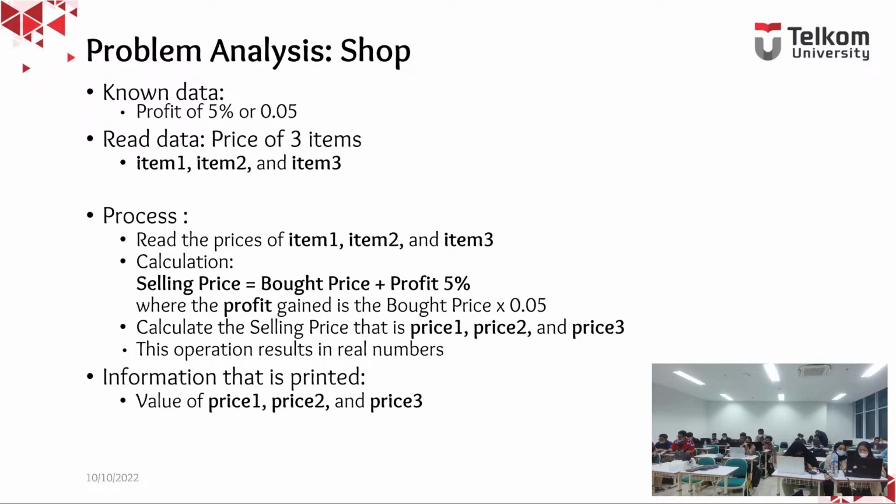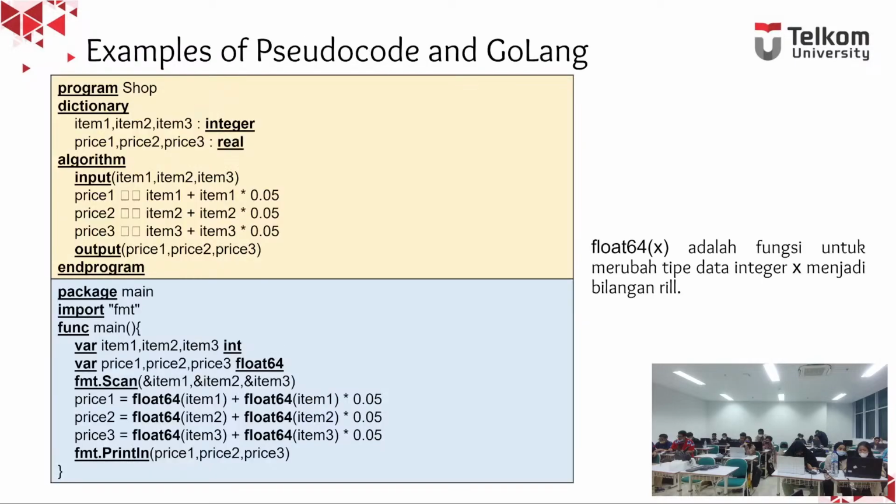The selling price is the bought price plus 5% profit, and after we get the selling price, we print the value of the selling price. Okay, next. First, this is the algorithm notation.